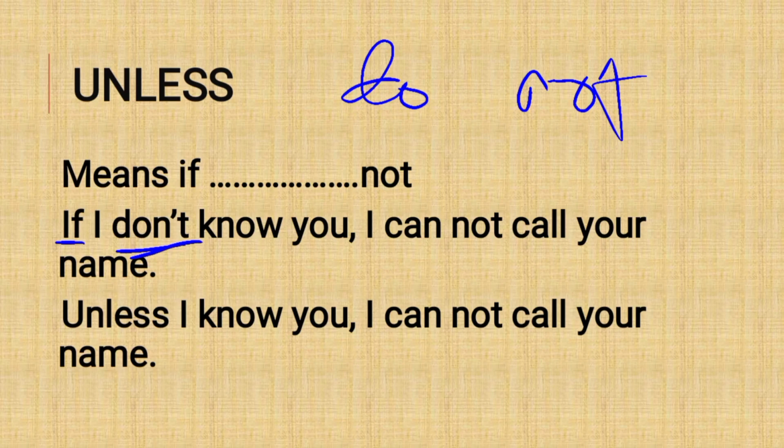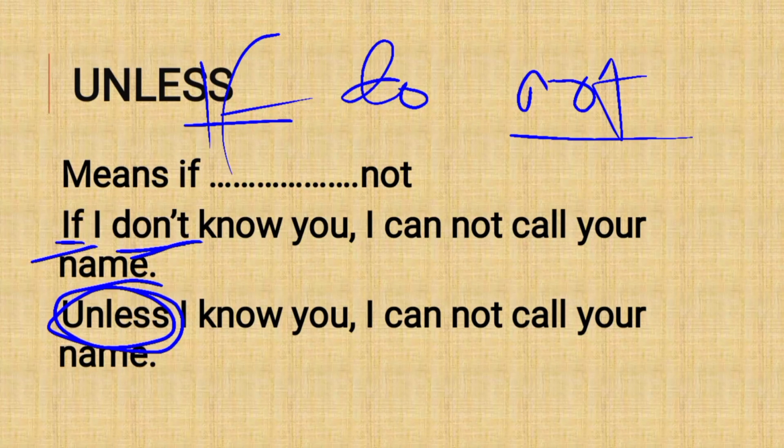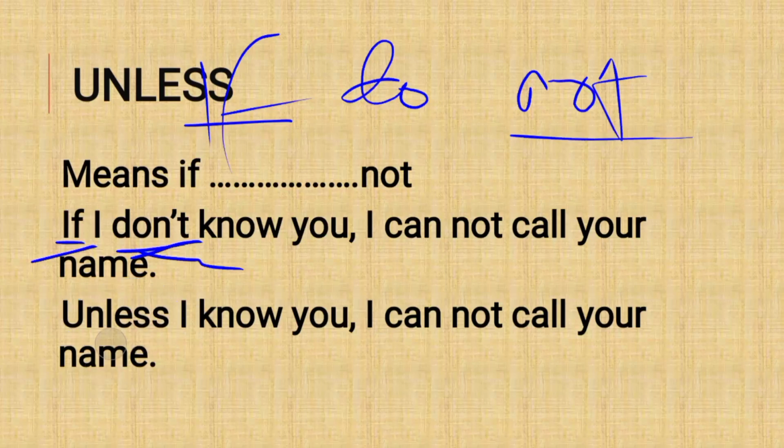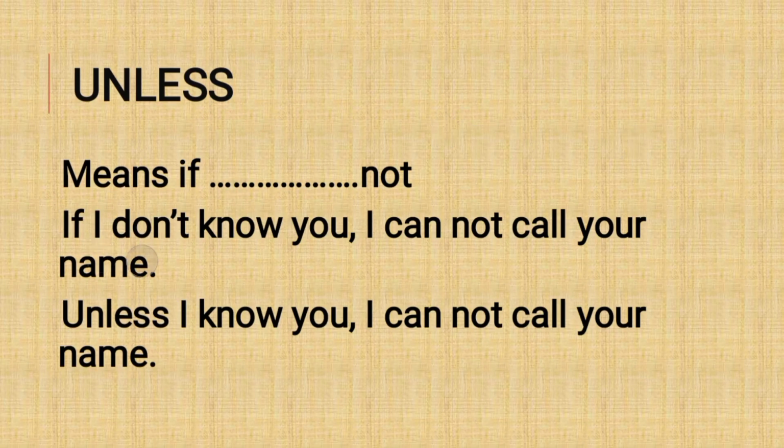So what we normally do, we replace the word unless, or we put it where we have the if and the not. So unless itself here, unless is replacing two words: the if and the not that is here. So when you put unless, the sentence is negative. The sentence is already negative.